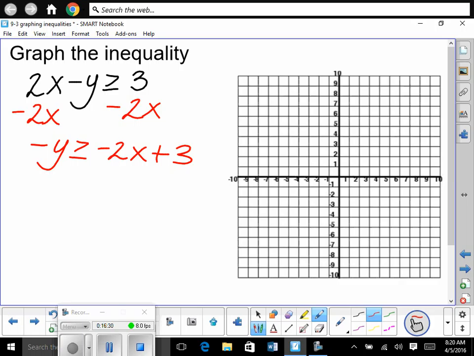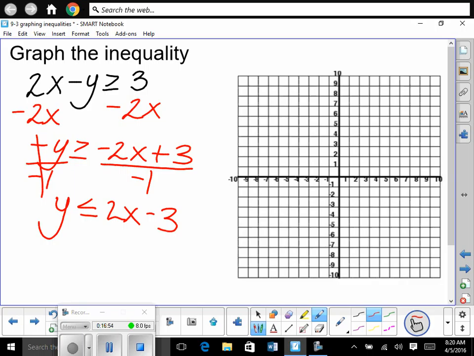Now what would we do to get y alone? Divide by negative 1. Did we just divide by a negative 1 onto both sides of the equation? So what do we have to remember to do? Change the direction of the inequality. So we should have y is less than or equal to positive 2x. Look, guys, negative 2 divided by negative 1 is positive 2. Positive 3 divided by negative 1 is negative 3. So then we could graph the line, would be negative 3, right, up 2 over 1, right?